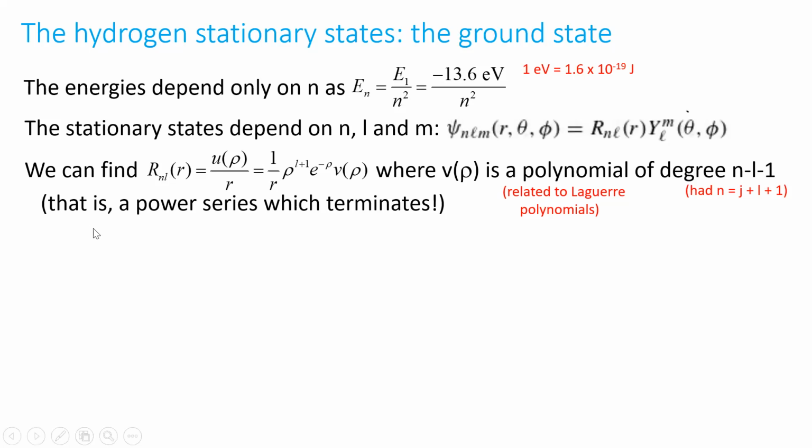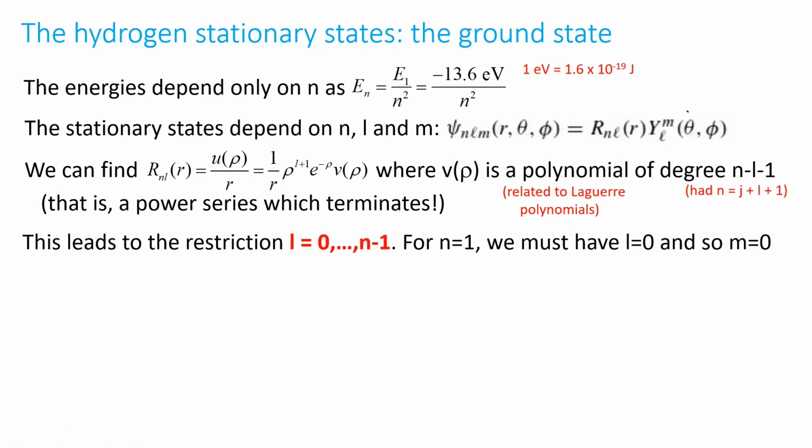All right. Okay. And that polynomial, I should say, is the power series which terminates. A polynomial is an infinite power series which stops because it's 0 after a certain entry. Okay, so the fact that the polynomial is degree n minus L minus 1 leads to a restriction on L. It has to be 0 up to n minus 1.